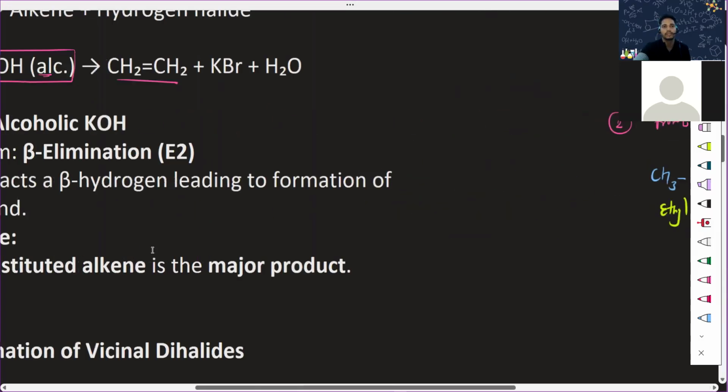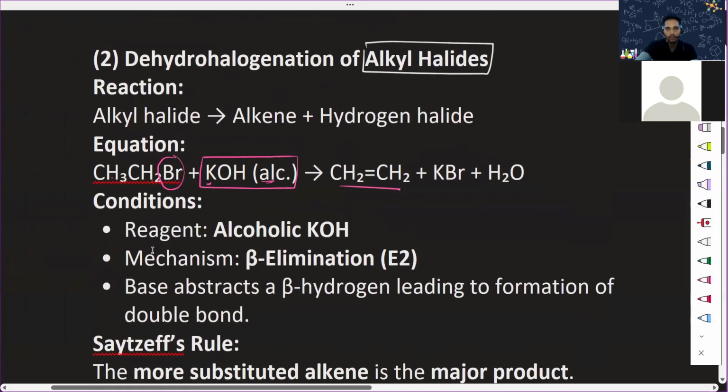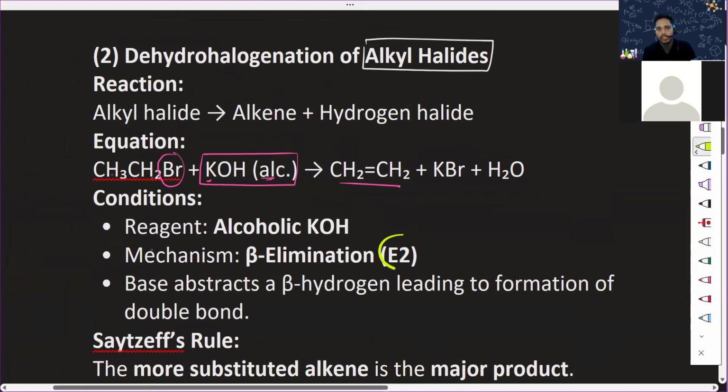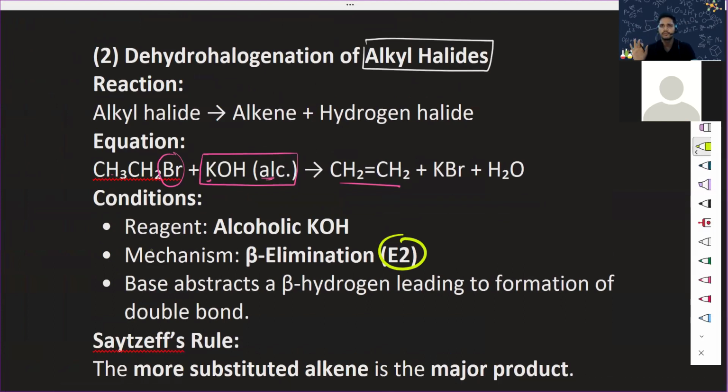Chalo. Now we have done this. Now let's move to the next. I will cover beta elimination E2 later on. Right now we are only doing the superficial thing very quickly. Then I will tell you what elimination is and all. Don't worry about the mechanism. Which reagent do we use?